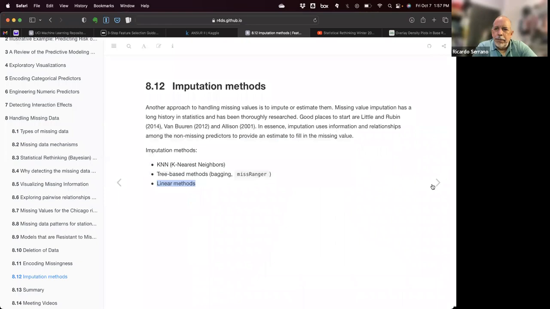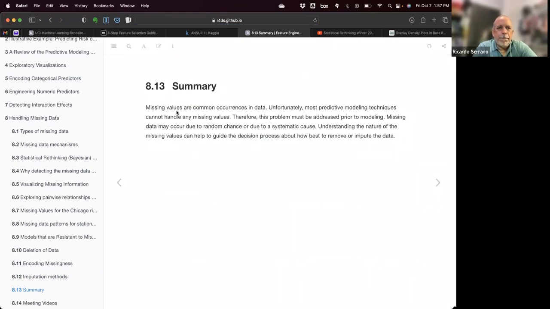So let me see if there's anything else. Okay, so the summary to wrap it up. Missing values are common occurrences in data in the real world, and unfortunately, most predictive models don't handle data sets with missing values. Therefore, we have to address the problem prior to modeling. The missing data could occur at random, but it's very improbable, and you can use the test in the naniar package to check it out. Most of the time, it's going to be missing at random or missing not at random, and you can use visualization to try to figure out what the patterns of the missing values are, how those missing values relate to each other, and then try to figure out if there's an event or an external cause that is causing that. And that's it. Thank you.